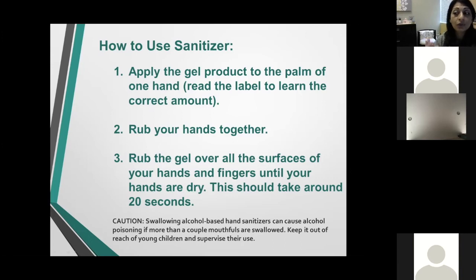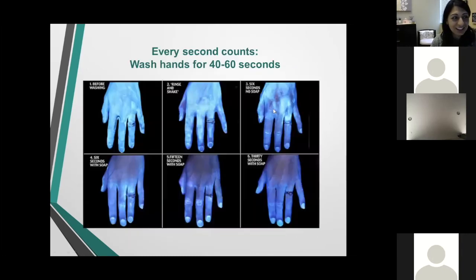So just a quick rub under the faucet, rubbing your hands, not using soap. Sorry, the next slide. Sorry to interrupt again. We can't see the slide. It's okay. I think if you move your cursor, there you are. Thank you so much.